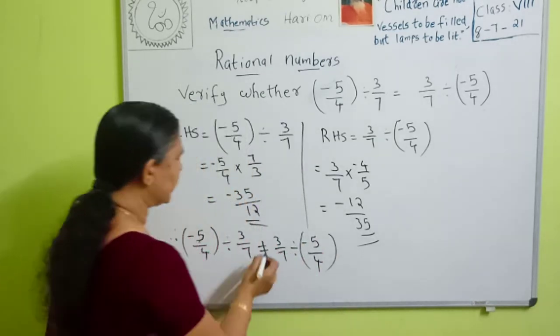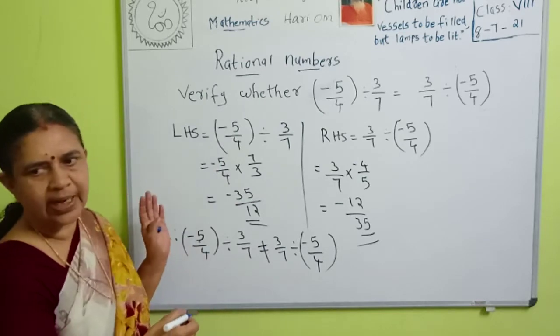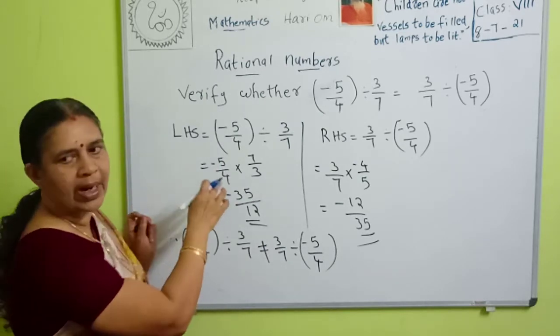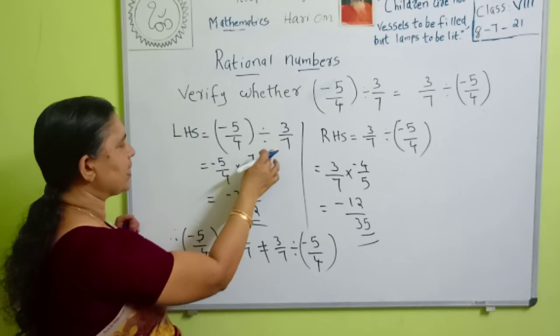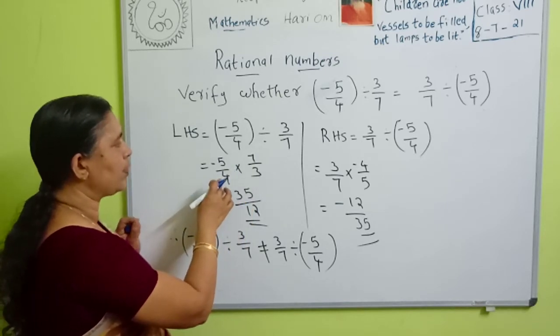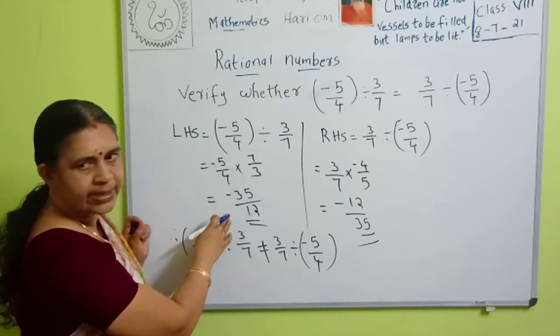So to verify this, what do we do? First we simplify the LHS. Here the LHS is equal to minus 5 by 4 divided by 3 by 7. It is equal to minus 5 by 4 into 7 by 3. That is minus 35 by 12.